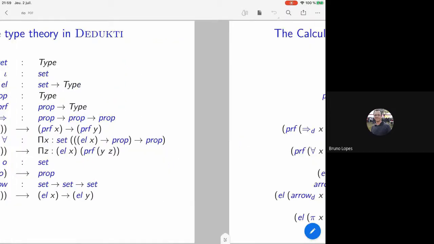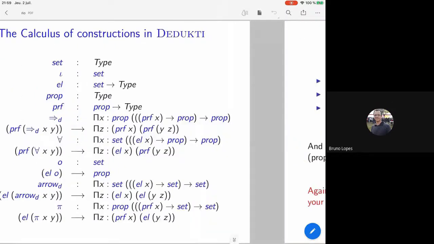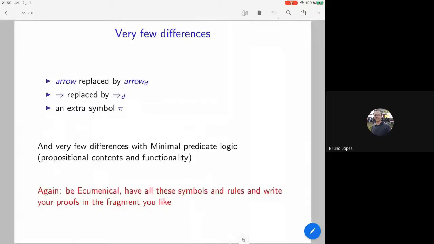So the differences are that the symbol arrow is replaced by a dependent version of the symbol arrow. The implication is replaced by a dependent symbol for implication. And then you have an extra symbol pi, which I will not discuss today. We could spend a full hour discussing the use of this symbol. So there are very few differences, and with minimal predicate logic as well.